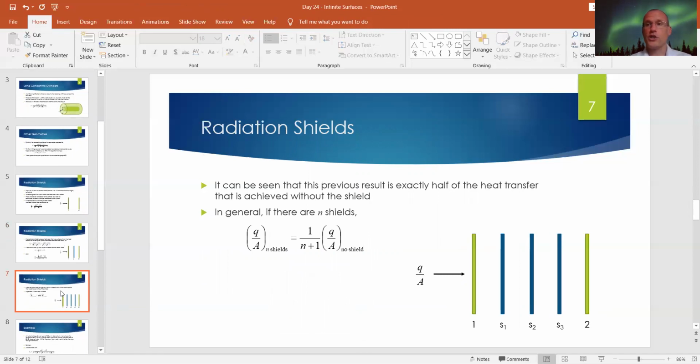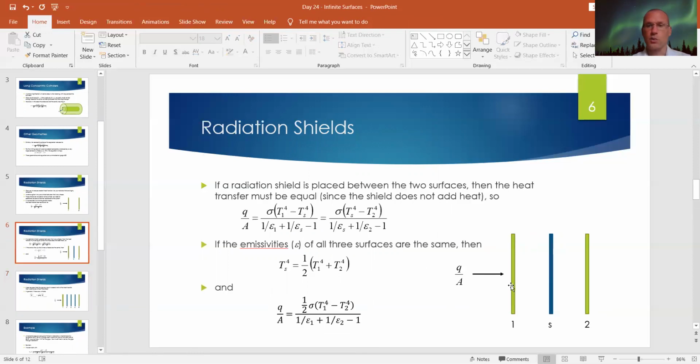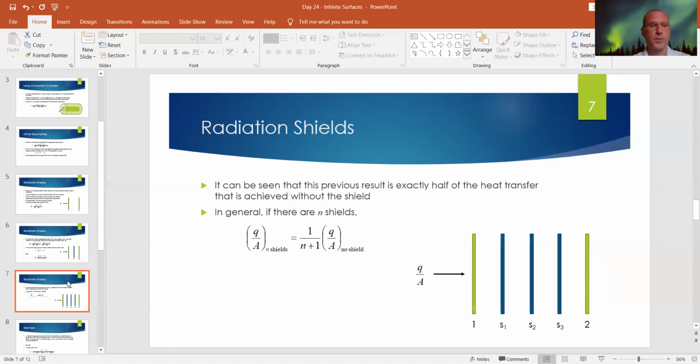So what we saw is we put one shield in and we got exactly half of the radiative heat transfer. So putting that shield in, if this shield was not here, I wouldn't have this factor by half. And so by putting the shield there, I basically reduced the heat transfer by a factor 2. So just shove something in the middle and have exactly half the heat transfer. If you want even less heat transfer, shove more things in the middle.